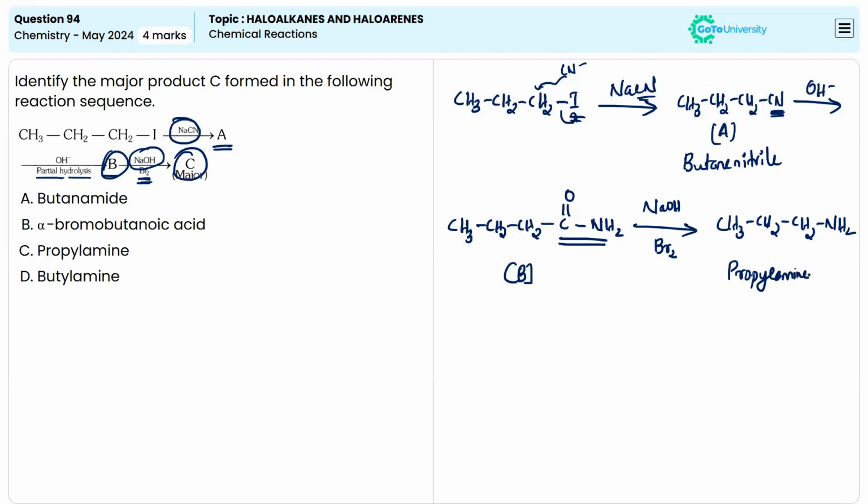This is the reaction. So here you are getting butane nitrile, they got converted to amide, then the final product is propylamine. So the correct answer will be option C.